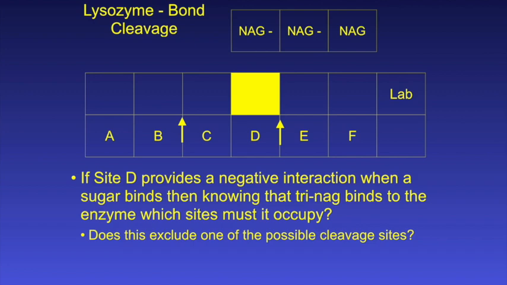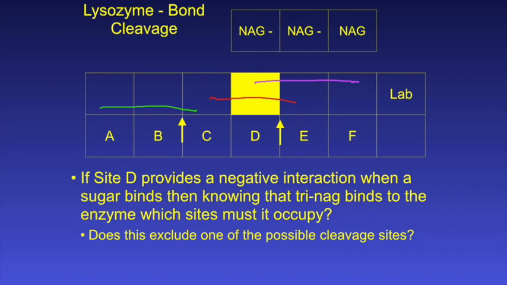So there are 3 different ways I can fit in a trinag. I could fit them this way, those 3 places. I could also fit them in that way. Those are 3 places. Or I could fit them in these 3 places. There's only one of those that binds with 3 positive interactions. Is it the pink, the red, or the green? The green.